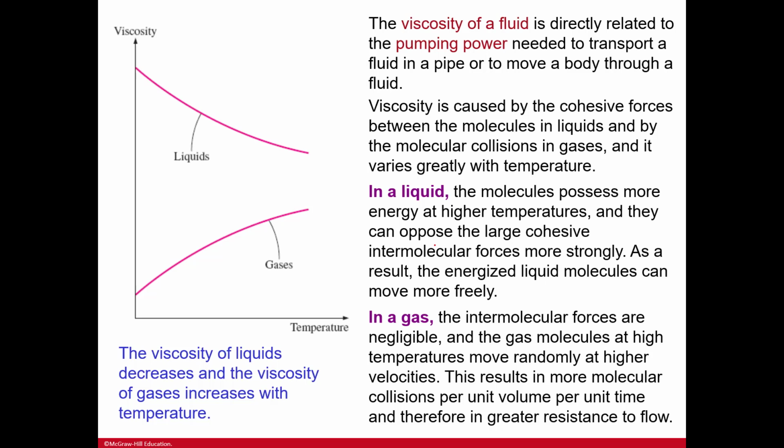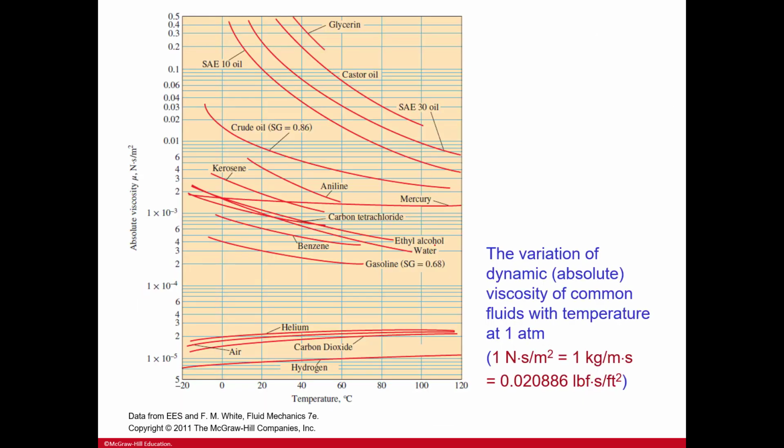In a gas, the intermolecular forces are negligible, right? Not a lot holding them together. And the gas molecules at high temperatures move randomly at higher velocities. It speeds up. This results in more molecular collisions per unit volume per time, and therefore in greater resistance to flow.